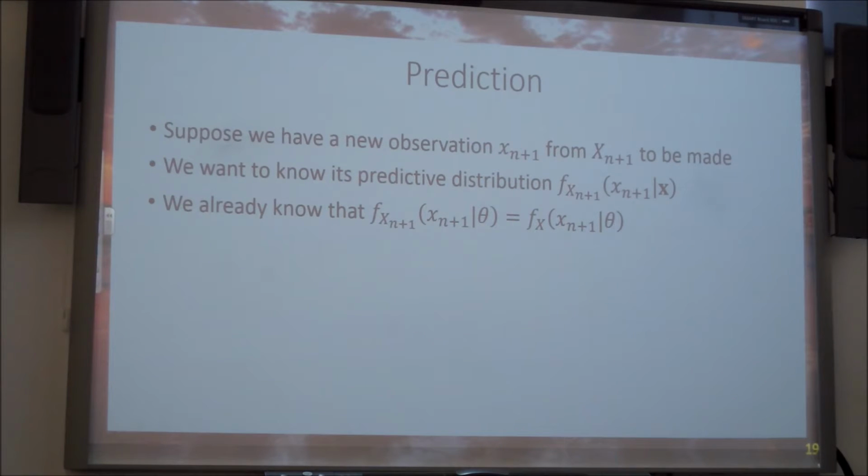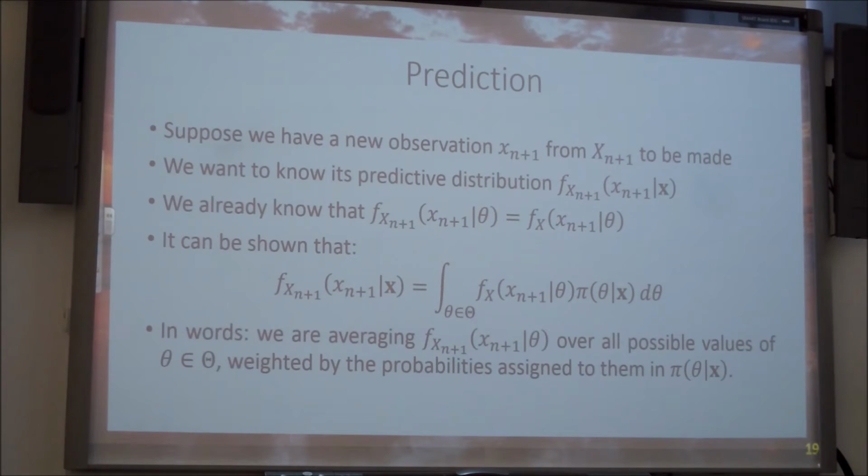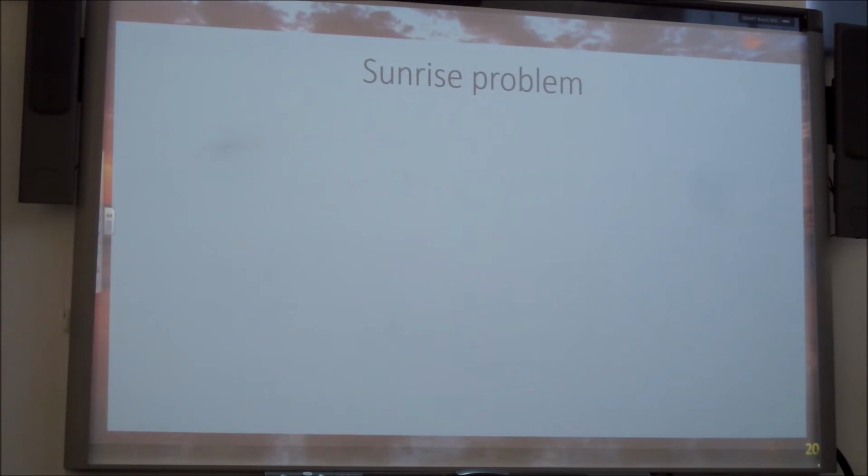And then I won't prove it, but you can show that the predictive distribution is the integral over the values of theta of the density function times the posterior distribution. So the idea is that we are averaging the density, and each value of theta, we're weighting it by how likely the posterior makes that value of theta. So it's like a weighted average.